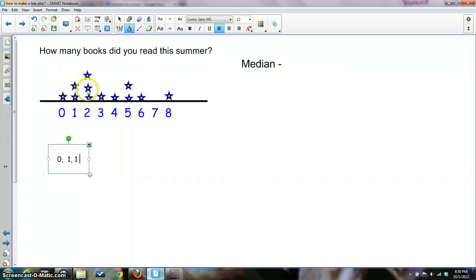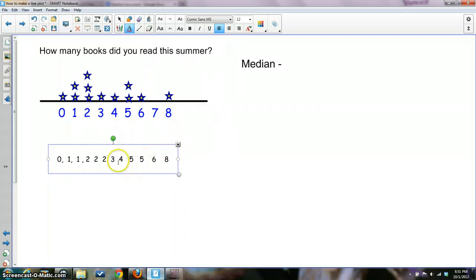Over the number 2, I have 1, 2, 3 stars, which means I'm going to write the number 2 3 times. I'm going to put some spaces in here to help me keep track of this. So then I'm on number 3, that's only written 1 time. Number 4, it's only written 1 time. Number 5 is written twice, so I'm going to write 5 twice. Then I have the number 6 one time. Number 7's not there. And then I have the number 8.